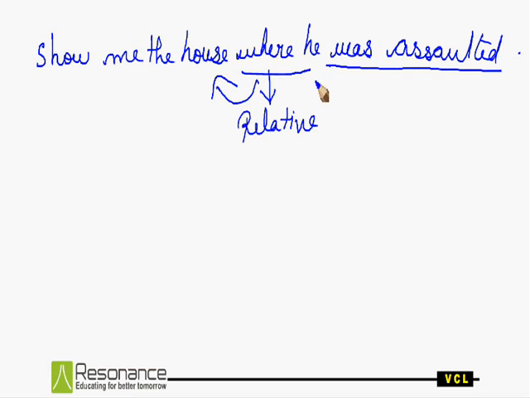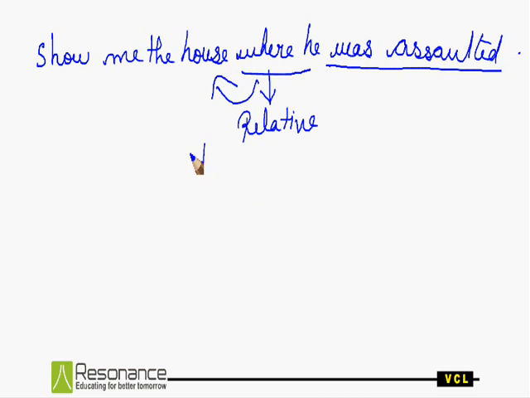A further example of a relative adverb: if I say, this is the reason why I left, here why is related to the reason, so it is again acting as a relative adverb. Next example: do you know the time when the Punjab mail arrived? Here when is related to the word time, so when is acting as a relative adverb.